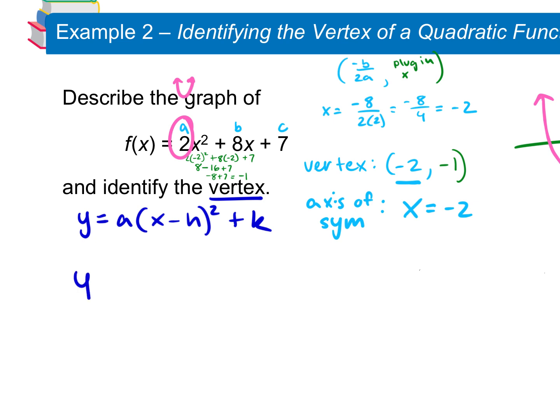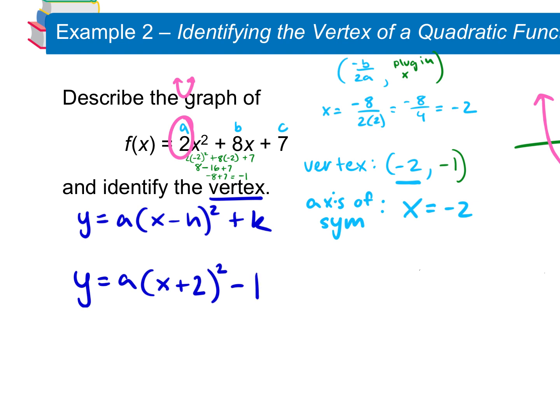So let's plug it in. We know what our h and k are. What's our h? Negative 2. So how would I write x minus negative 2? x plus 2. x plus 2, thank you. And then how would I do the k?